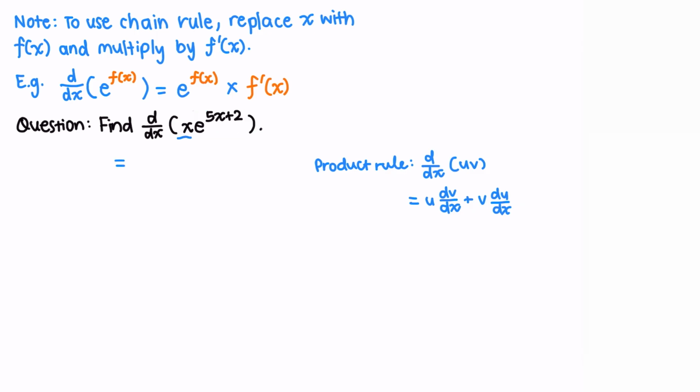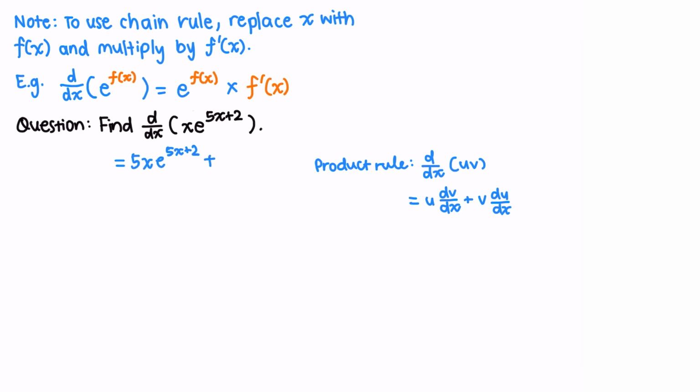So let's do this. Let's take this as u and let's take this as v. So what we do is get u, so that's x, and then we'll multiply this with the derivative of v, which is this thing. And the derivative of that, we look up here, we are just using chain rule, where we replace x with f(x) in the formula and then times with f prime x. So what we get over here is e to the power of 5x plus 2, and then we are multiplying this with f prime x. We are differentiating the top part, which is just 5.